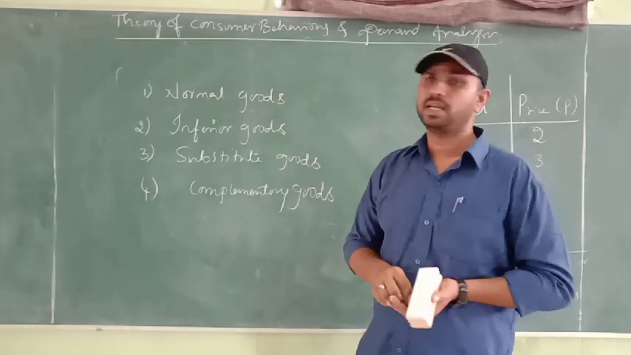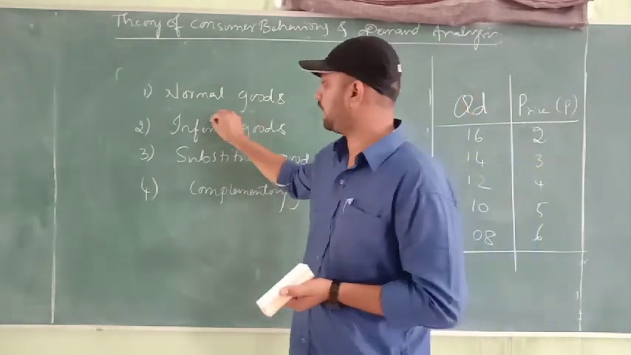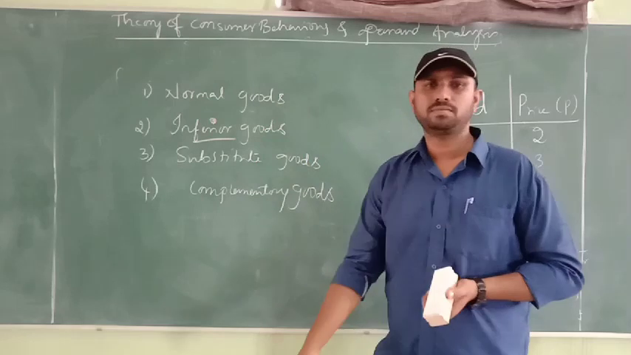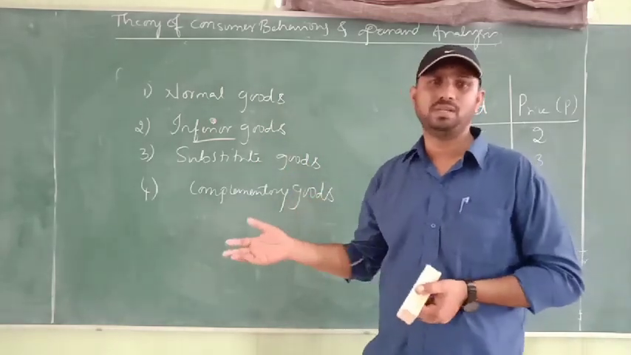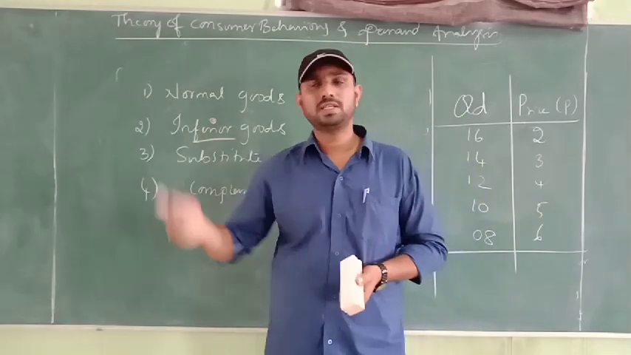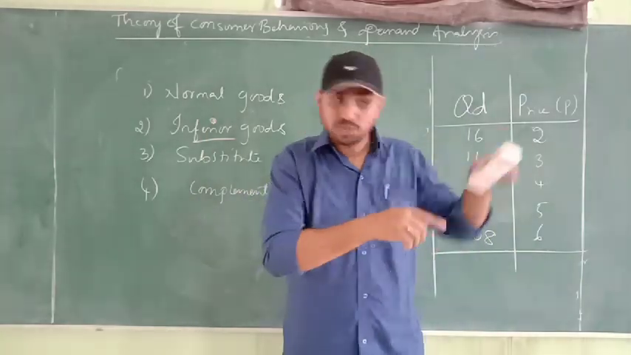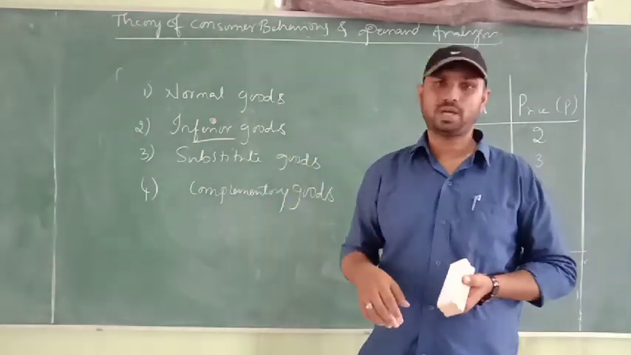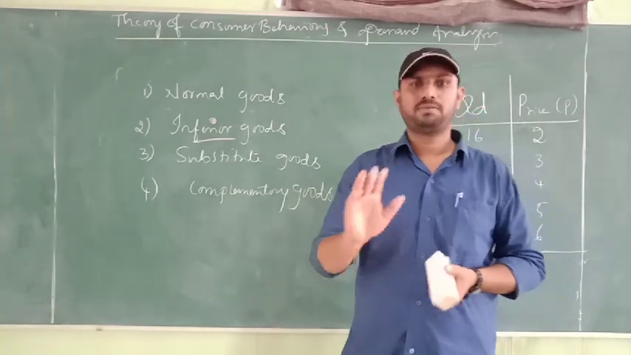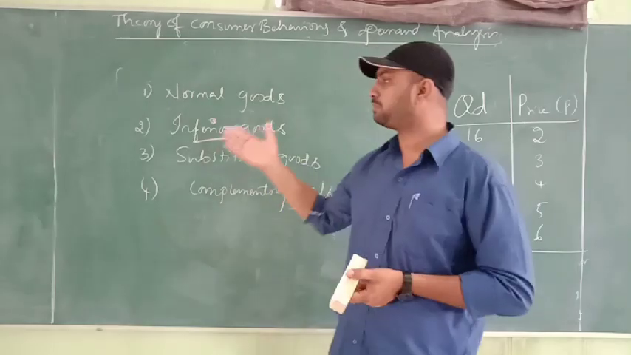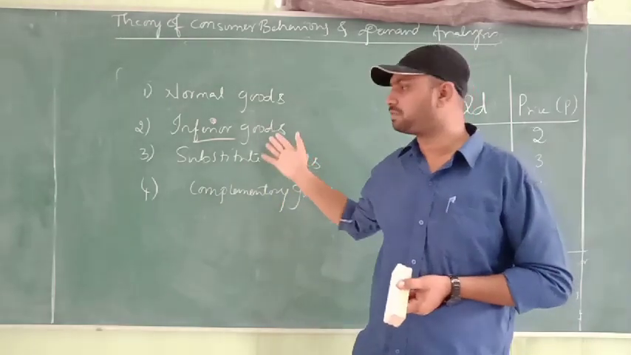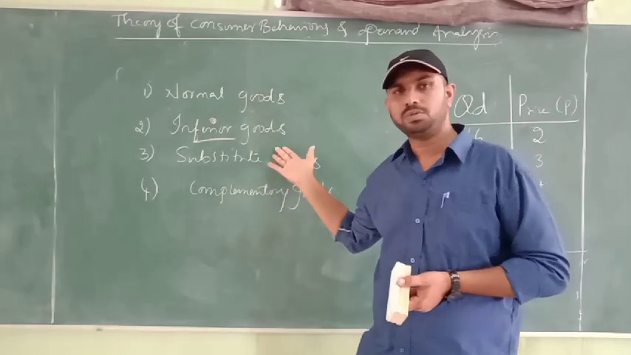The second one is called inferior goods, and inferior stands for low priced goods in the market, like foxtail millet, pearl millet and all. When our income increases, demand for these goods decreases. Assume you have an income of 10,000, and you got promoted to a 20,000 worth job, then you prefer more of normal and luxury goods, not of these goods. Then what are these goods?